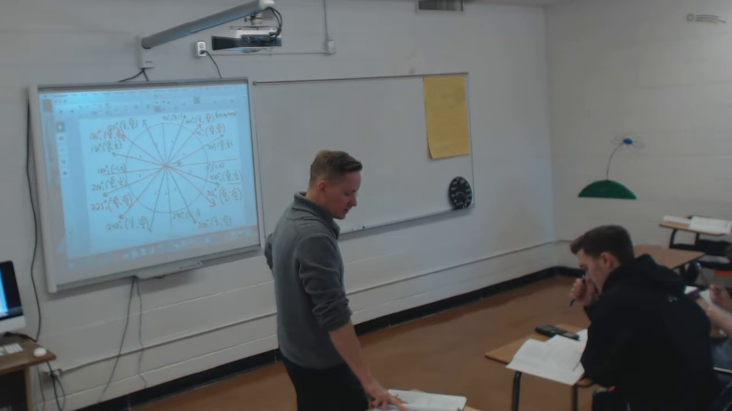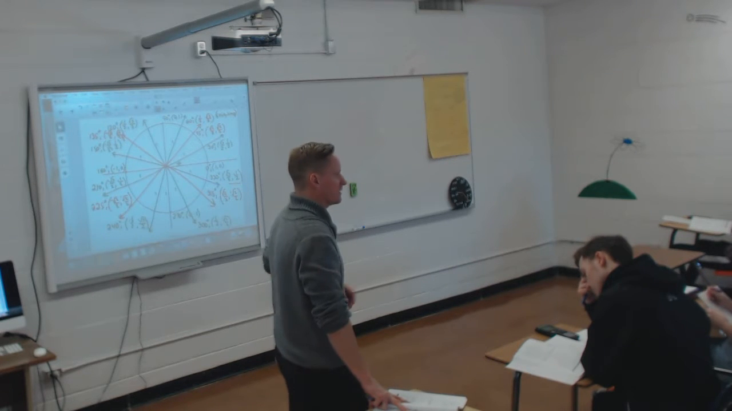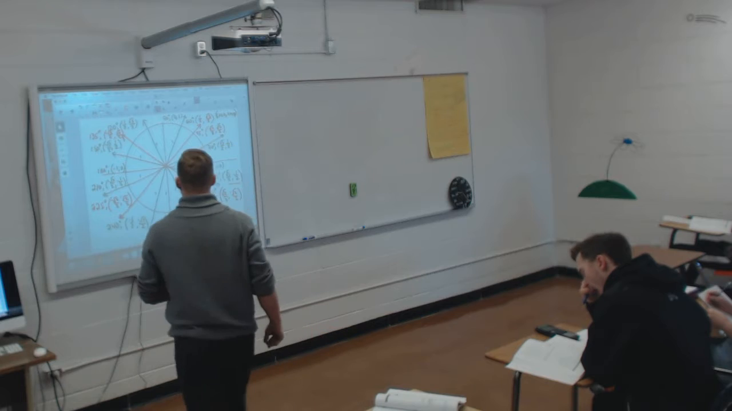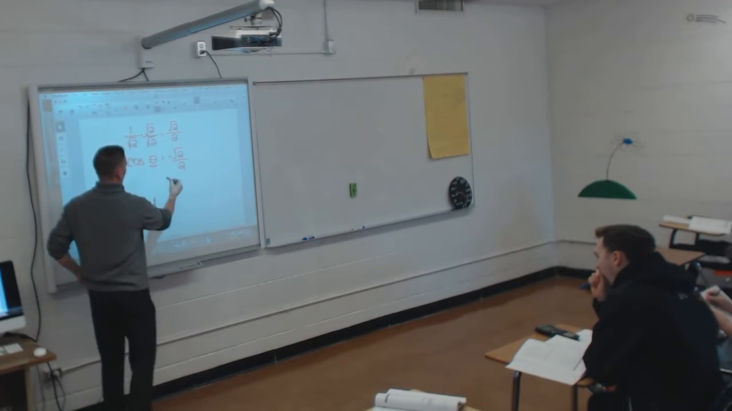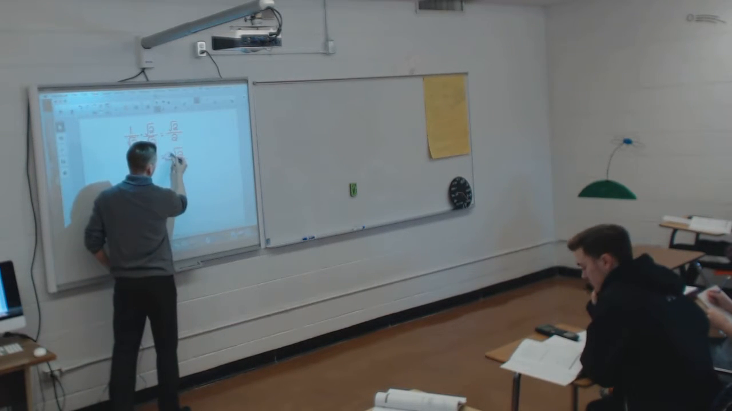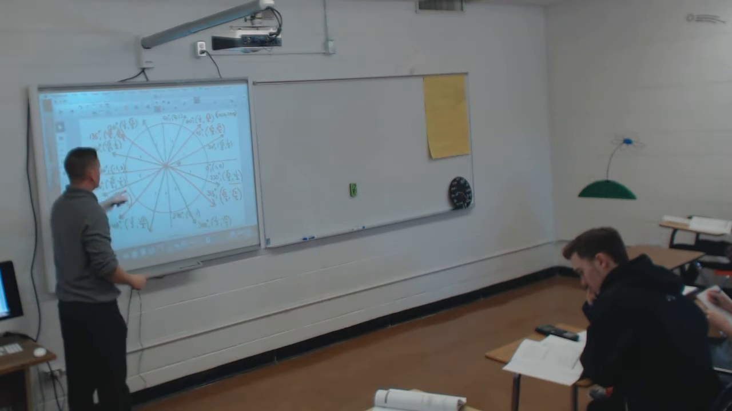Determine which quadrants the solutions will be in by looking at the positive or negative sign of the given ratio. So that's the first thing I did, right? I said, okay, where is cos negative? So which two quadrants is cos negative in?